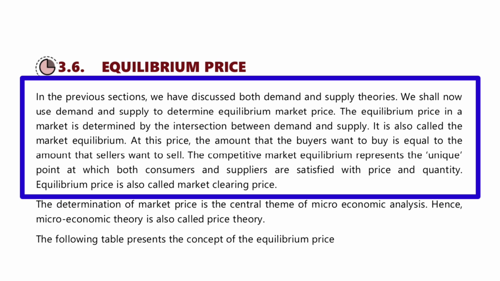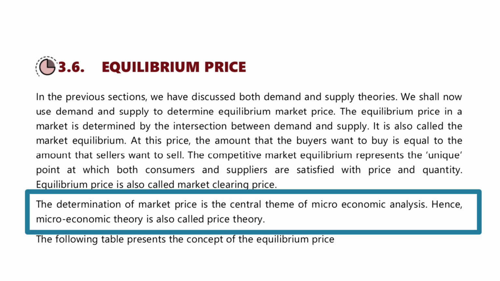Otherwise, it is the price at which both the buyer and the seller are happy to be in the market. The buyer is ready to afford a price, and at the same price the seller is also ready to sell the commodity. That is what is called an equilibrium price. It is also called the market clearing price. The determination of market price is the central theme of microeconomic analysis. Hence it is called microeconomic theory, or also price theory.